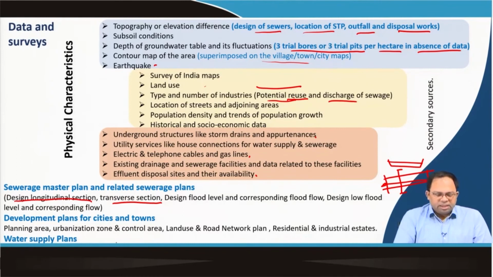Then development plans for cities and towns, which give us the urbanization zone, control area, land use and road network and all the different information on residential and industrial estates and so on, and water supply plans for this particular city.